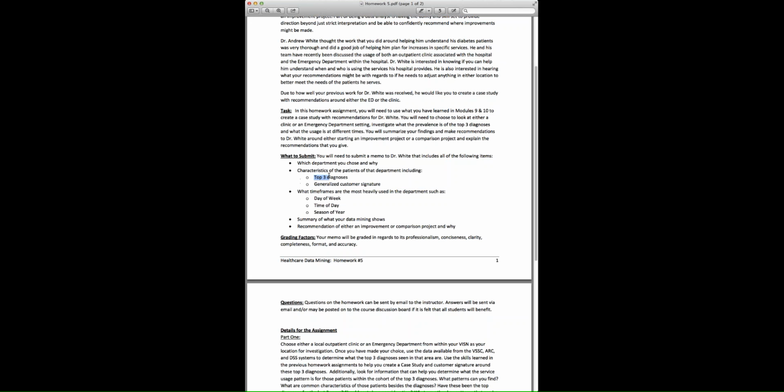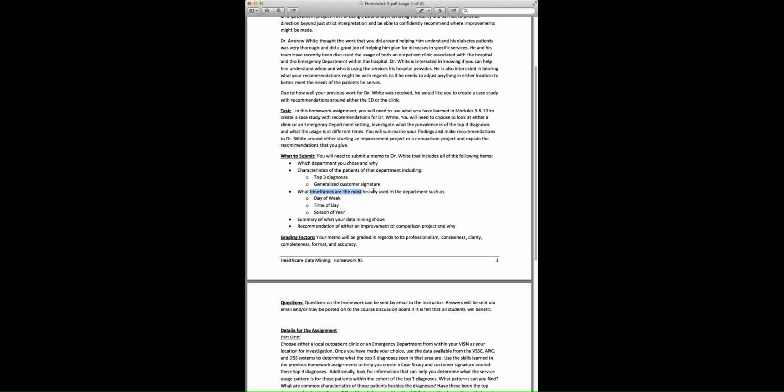When we're talking about those top 3 diagnoses, it is up to you to figure out how you want to determine the top 3. Are you determining top 3 by cost? By number of unique patients? By number of encounters? Any of those is an acceptable choice. You just need to decide which one you're going to use and then say, this is how I chose that.